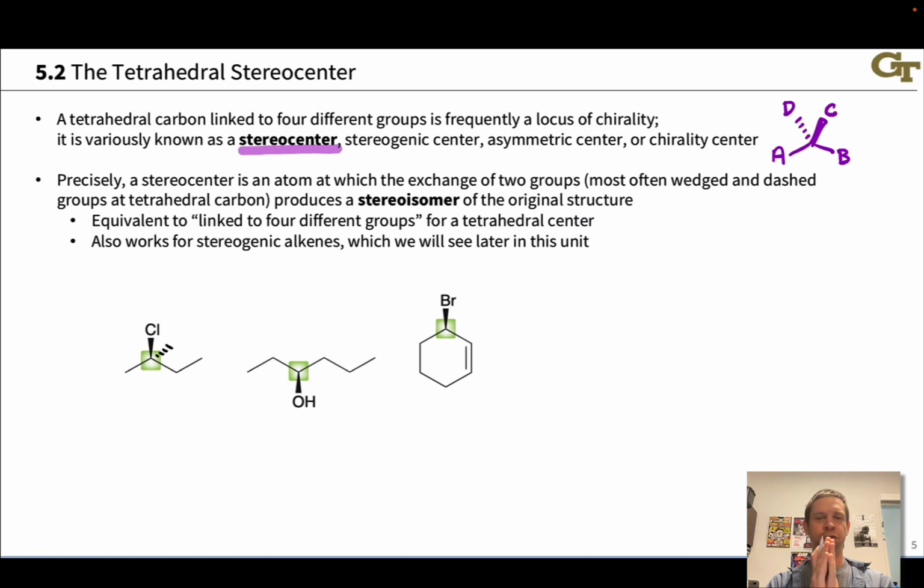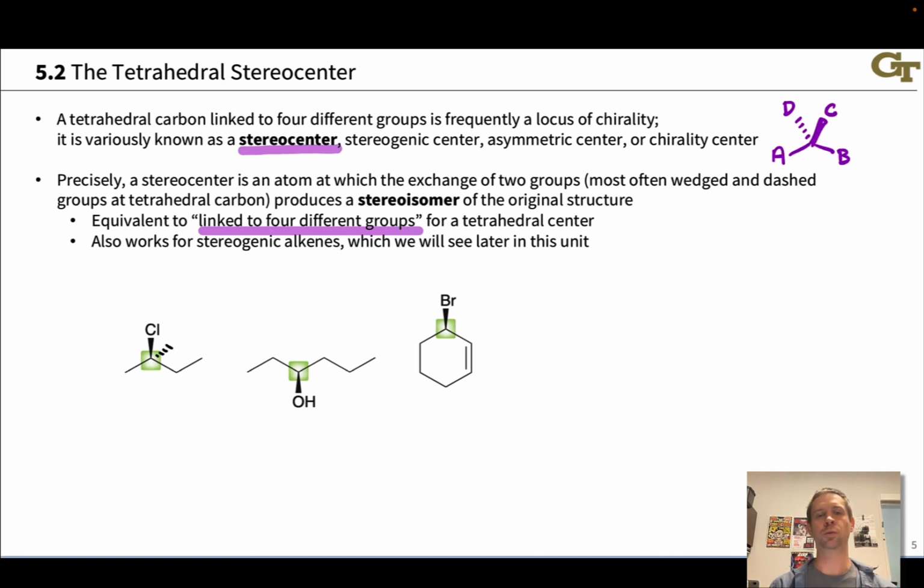Now, to be a little more precise, a stereocenter is an atom where the exchange of 2 groups, and it's often easiest to do this with the wedged and dashed groups at a stereogenic tetrahedral carbon, produces a compound that is not the same as the original structure, specifically a stereoisomer of the original structure. And I want to show you what this looks like with a carbon connected to 4 different groups.